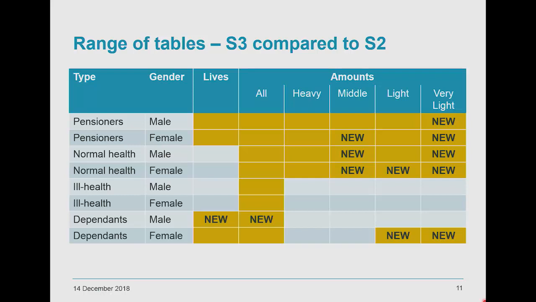So the key differences that we have here are we've added a suite of very light tables for people with the highest pension amounts. We've added male dependence tables because we now have sufficient data to graduate tables to do that, and then we've filled in some of the gaps, particularly on the female tables. We have more middle band tables and some more light band tables for females.